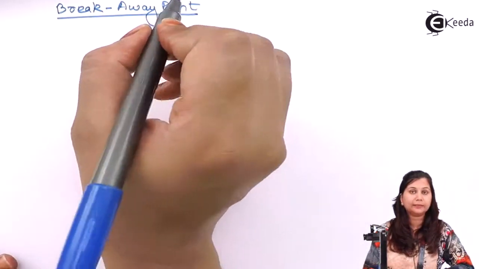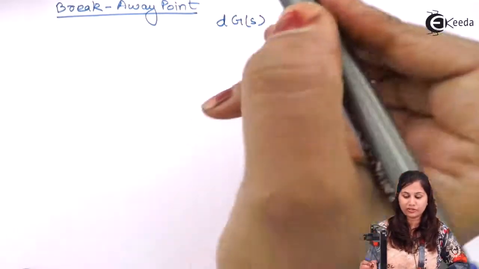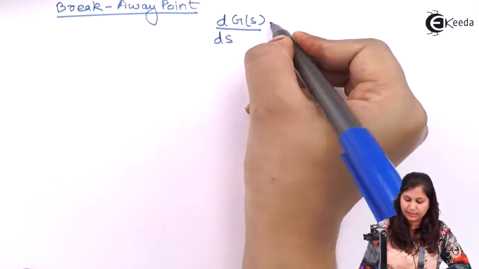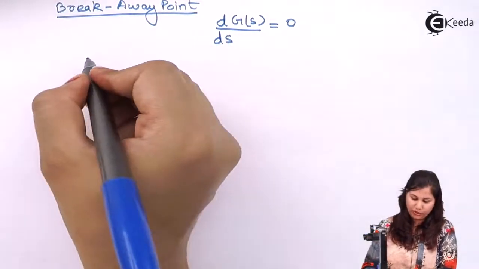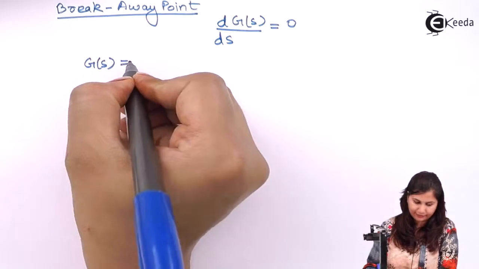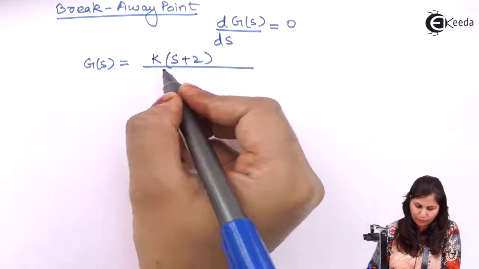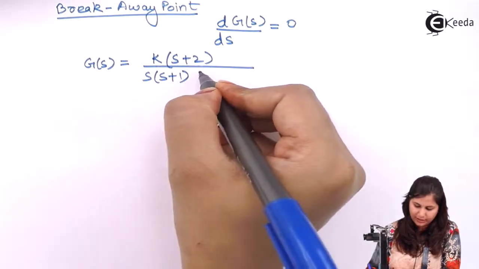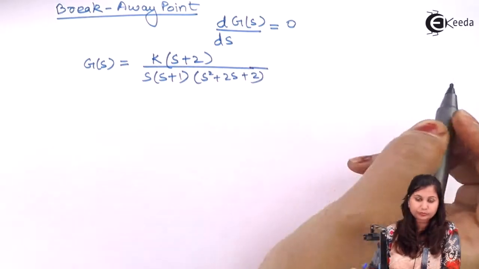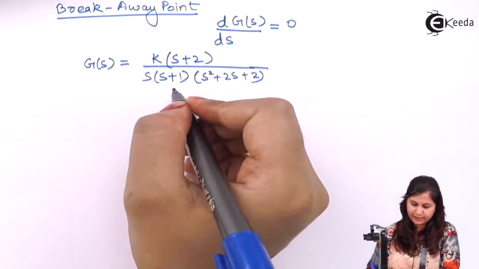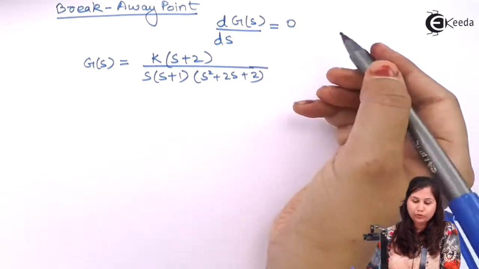Now for determining the breakaway point, we have to differentiate the open loop transfer function G(s) with respect to s and then equate it to 0. Okay, so G(s) is given to us as K upon s plus 2 upon s plus 1 into s squared plus 2s plus 2. So differentiate this equation with respect to s and then equate it to 0.